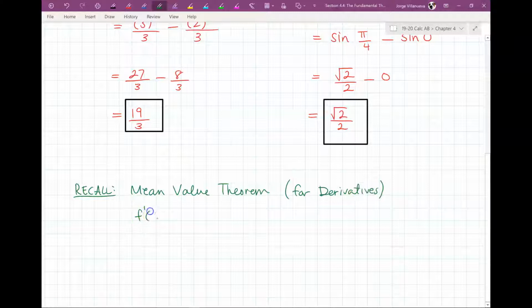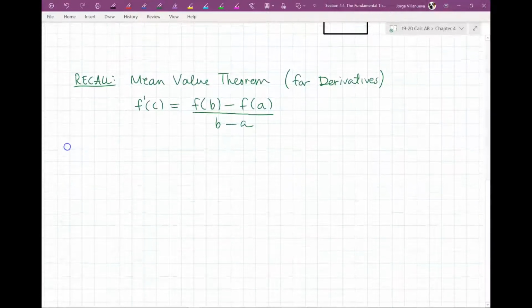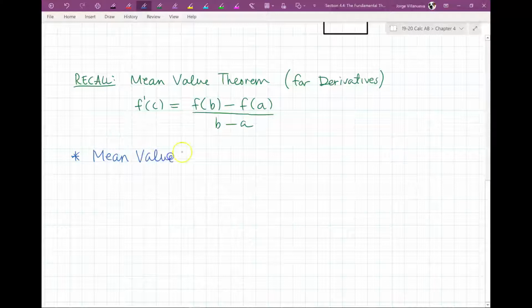is f prime of c equal to, and then we put f of b minus f of a over b minus a. That's the mean value theorem for derivatives. We're going to do the mean value theorem for integrals. So mean value theorem, the MVT, for integrals. Now this one we do tend to call it the mean value theorem for integrals, or else we might call it the average value theorem. I keep misspelling that.